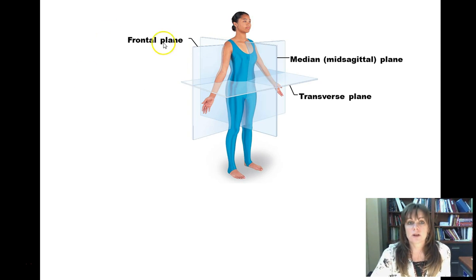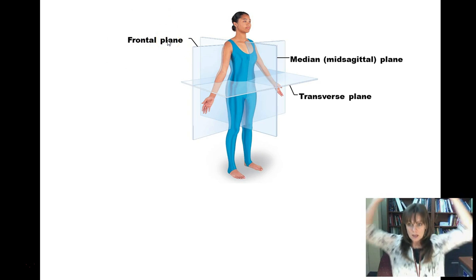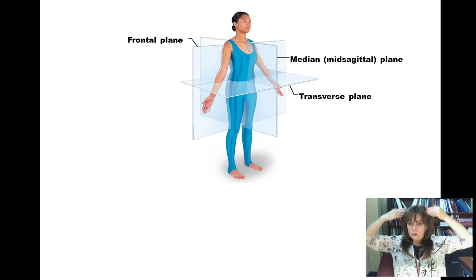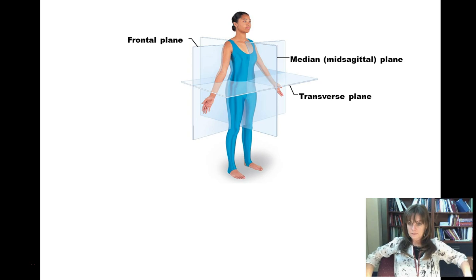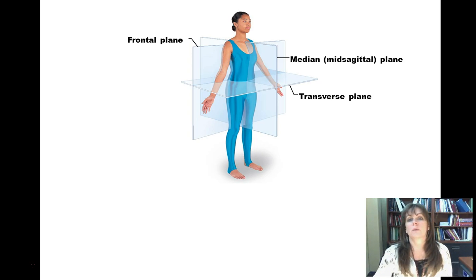Okay, the next plane we'll talk about is called the frontal plane. Some books may call it the coronal plane. Okay, and this one is going to go straight down like that. Okay. And so it will cut a body into frontal, front, and back halves. So frontal plane cuts the body into front or anterior and back posterior halves.